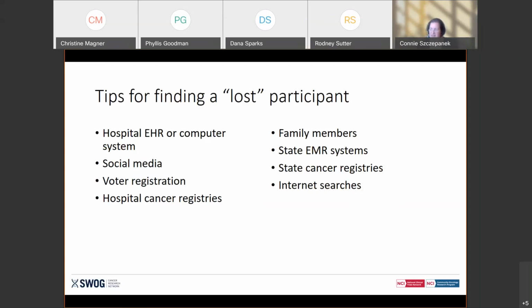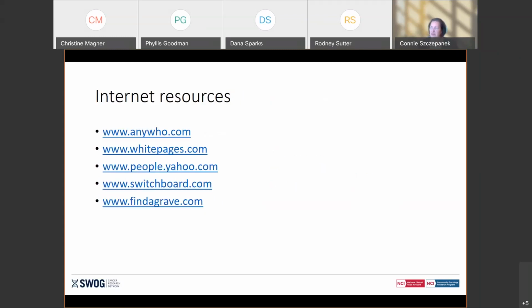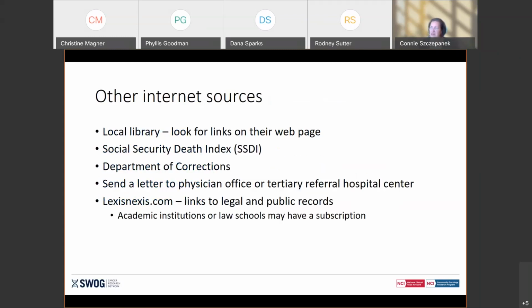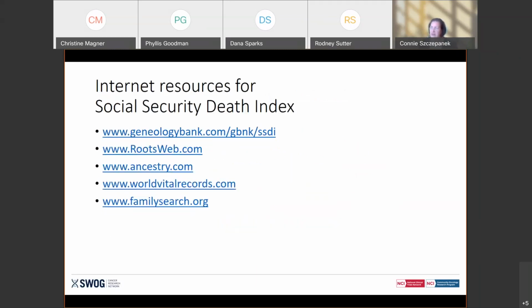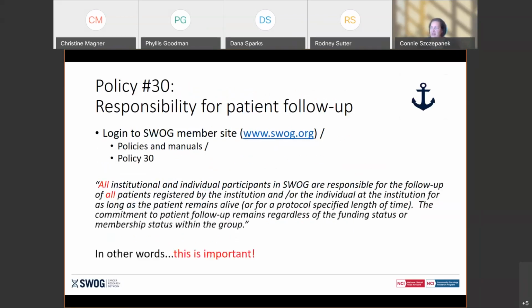The next few slides, just page through those really quickly, if you would please, forward. Internet resources here, and again. These are included in your packet. One more. These are all opportunities where you can search in public domain to see if there's information out there about how your patient is doing. Are they still alive? Has there been a death?